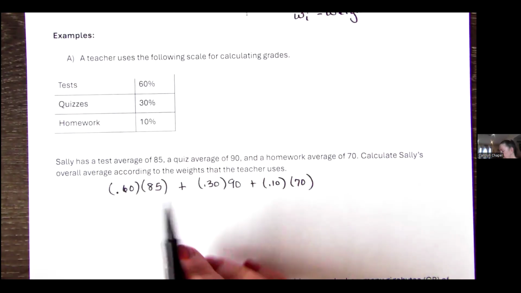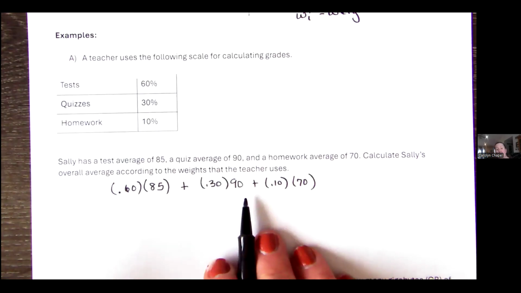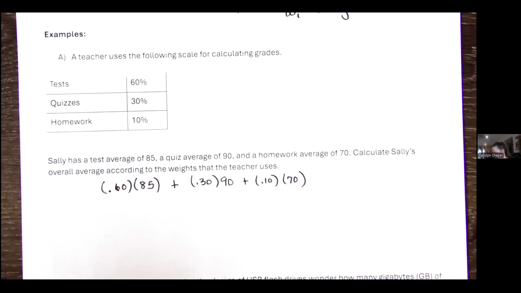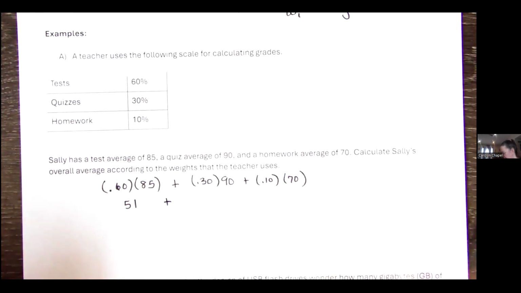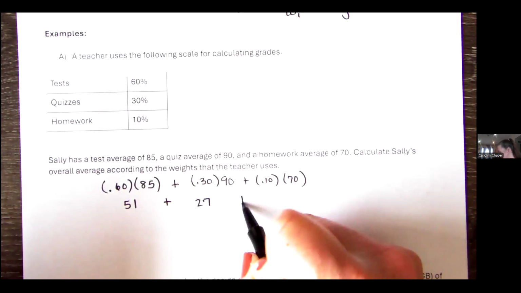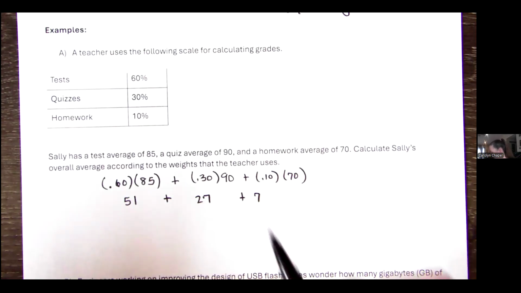And now I'm going to multiply my pieces together. So we have to remember order of operations tells us to multiply first before adding. So we're going to multiply those pieces here. So this gives me a 51. This gives me a 27. And this gives me a 7. And I'm going to add those numbers together. And I get an 85. So this is her overall weighted average.